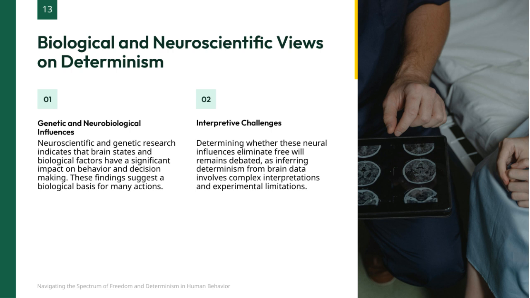This points to a strong biological foundation behind many of our actions. However, interpreting these findings isn't straightforward. Determining if these neural influences fully eliminate the concept of free will is still a topic of ongoing debate. The challenge lies in the complexity of brain data and the limitations of experimental methods, which make it difficult to draw definitive conclusions about determinism from neuroscience alone. This balance between biology and free will is a critical area of exploration.